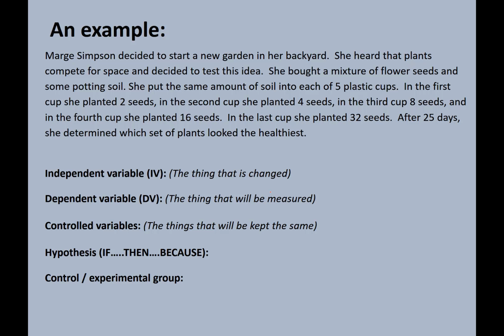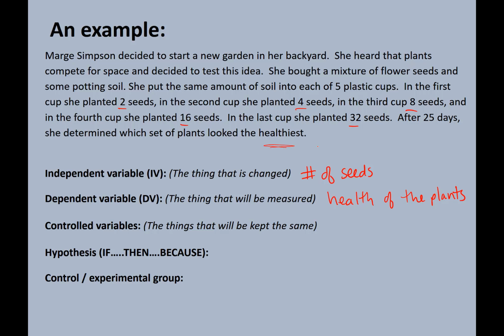So what was the independent variable, the thing that she changed? It was the number of seeds, right? That's what's different in each cup. Dependent variable, what was she measuring? Well, she was measuring the health of the plants. And that, honestly, she'd have to get more specific. Was she measuring how much they grew, or how many leaves they had, or how tall they were, things like that. But from this example, that's what she was measuring.